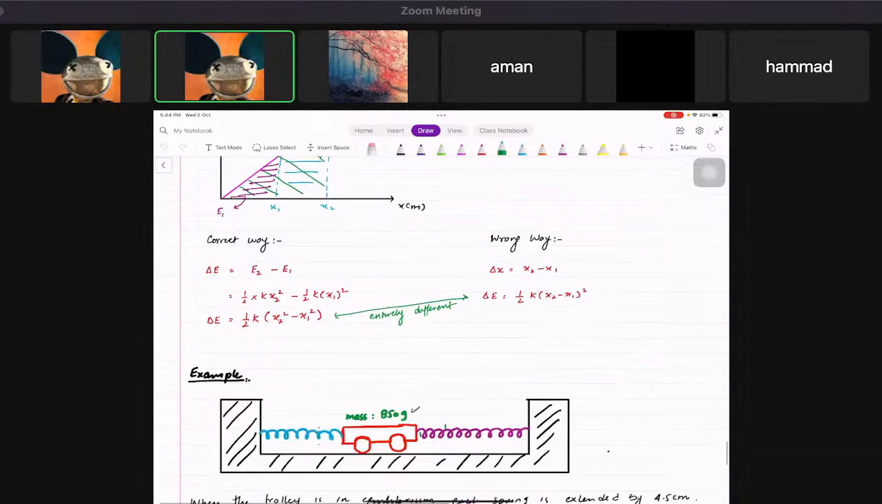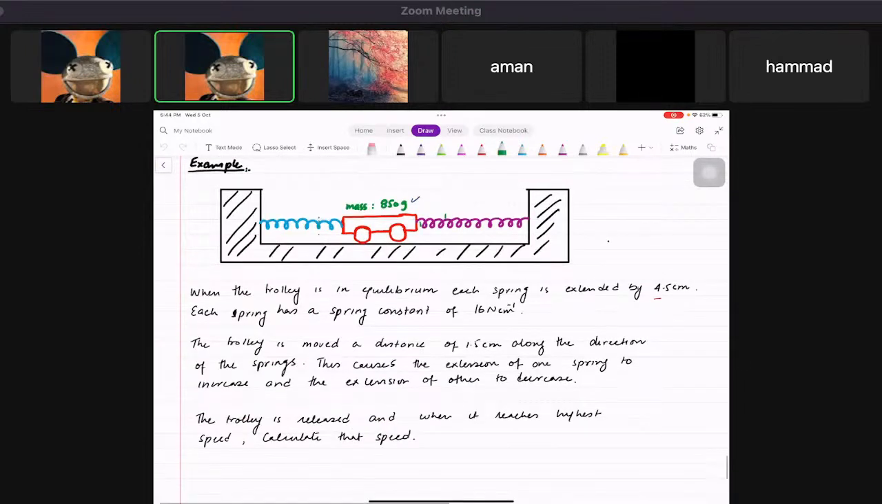Okay, this question. It says when a trolley is in equilibrium, each spring is extended by 4.5 centimeter. Each spring has a spring constant of 16 Newton per centimeter. The trolley is moved a distance of 1.5 along the direction of the spring. This causes extension of one of the springs to increase and extension of the other to decrease. The trolley is released. When it reaches highest speed, calculate that speed. Okay, so that's what it means.